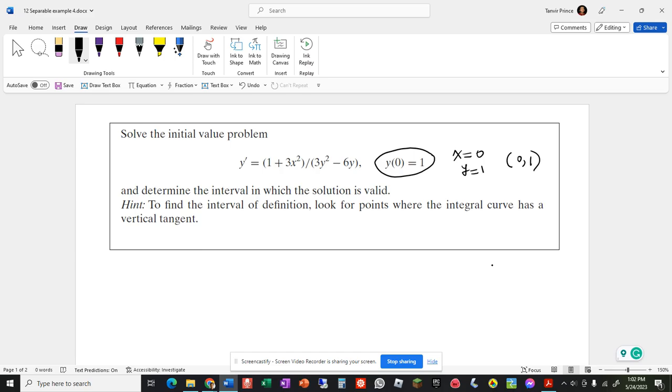And you're not done. The question also asks you to determine the interval in which the solution is valid. Because given an arbitrary function, what is the domain of this function, right? In other words, they're asking what is the domain of this solution? For what values of x does this solution make sense? It has to be a function, right? And it actually also gives you a hint.